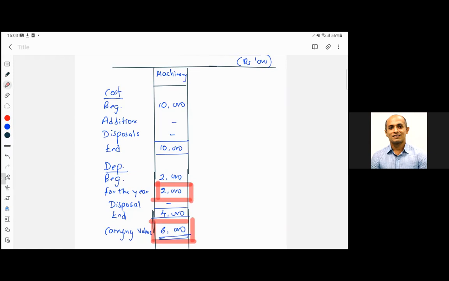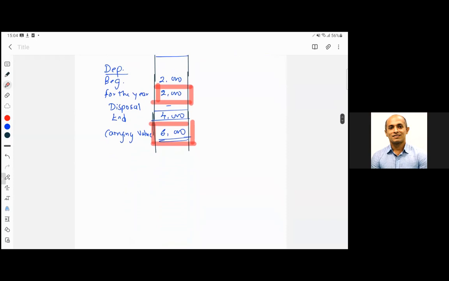The meaning is that in the future years, 6000 has to be depreciated. Annual depreciation is 2000. Then how many years do you need to depreciate this asset in the future? The carrying value divided by annual depreciation.